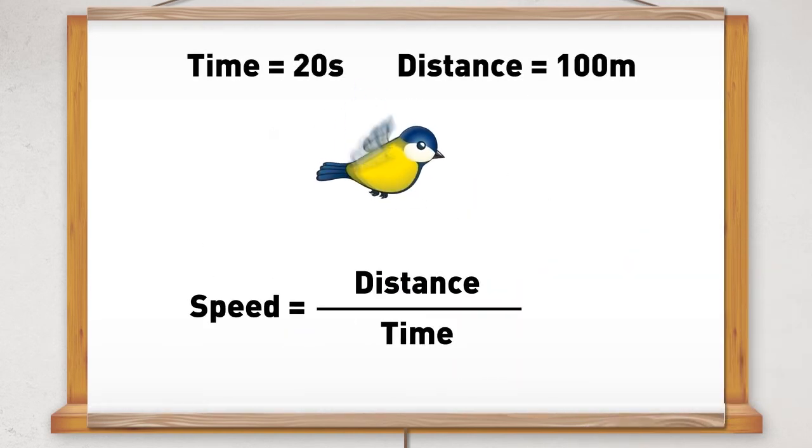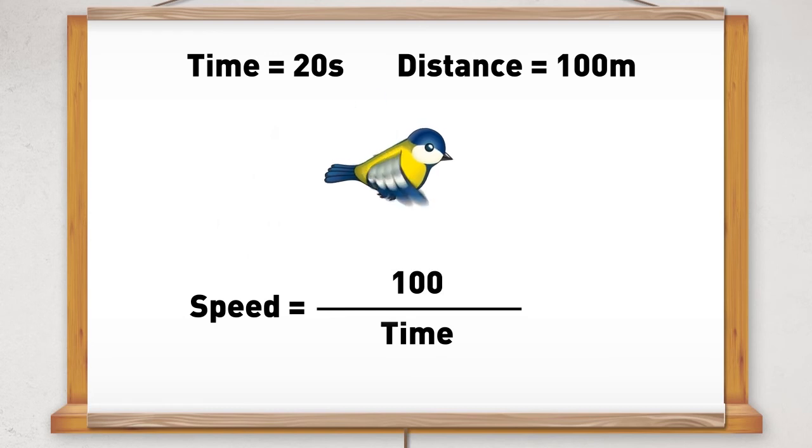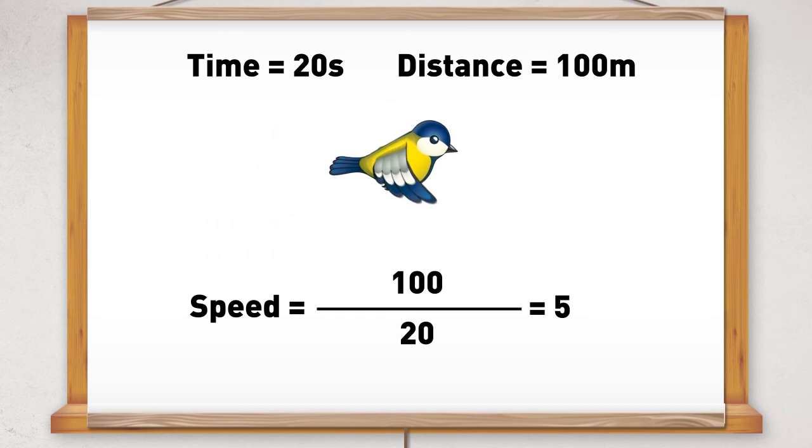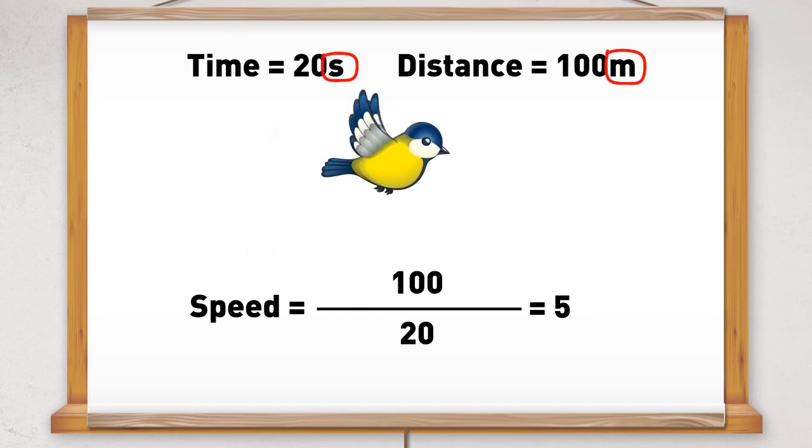The average speed equals the distance of 100 divided by the time of 20, which equals 5. Since the distance was meters and the time was seconds, the units for the compound measure of speed is meters per second. So the final answer is 5 meters per second.